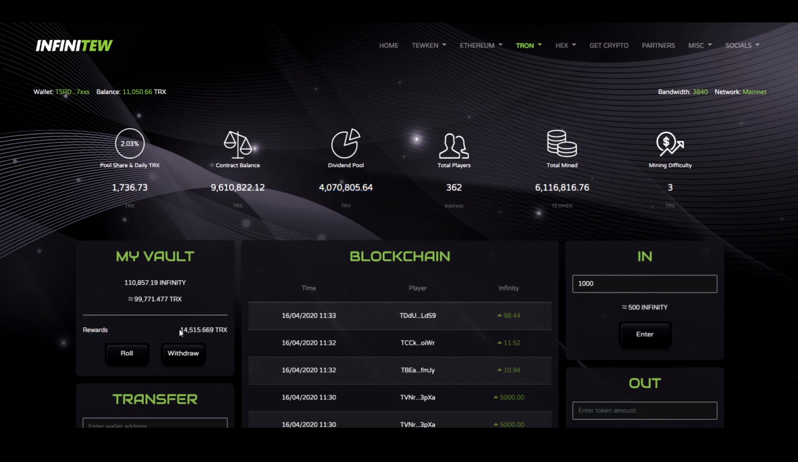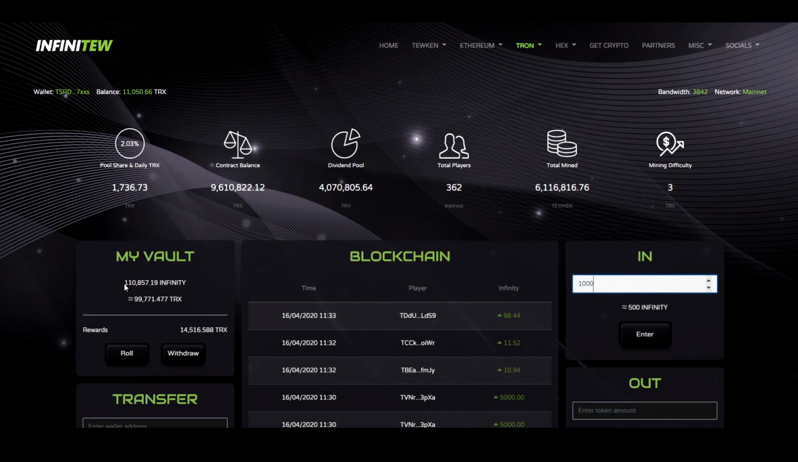The amount of rewards you get is based on the amount of share you have of this pool. And the amount of pool share I have is based on how many Infinity I have. And the amount of Infinity I have depends on how much TRX I've put into the contract.